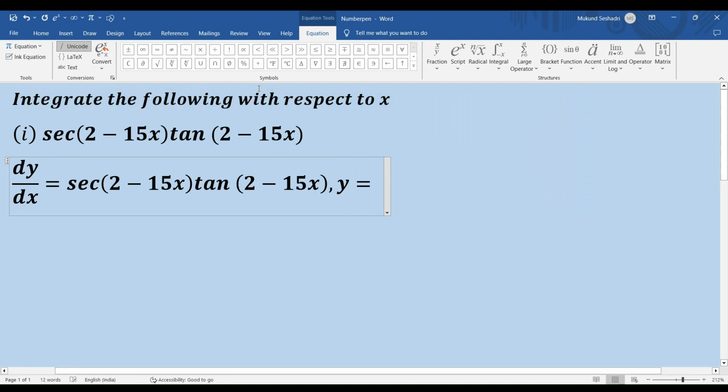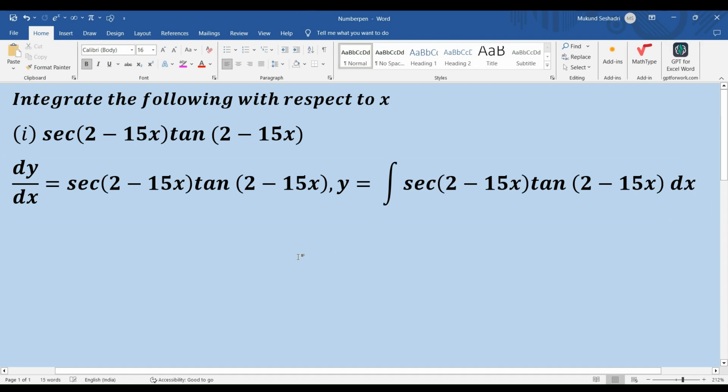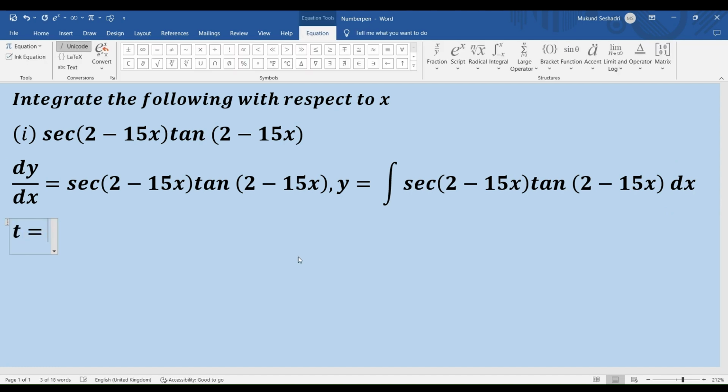And my y is written using the integral symbol. And the question that I have here is to figure out what is my y, right? So the idea behind solving these problems is to reduce y to a much simpler expression through substitution, right? And when we have secant of 2 minus 15x times tan of 2 minus 15x, what is that substitution that we can make? It's quite simple.